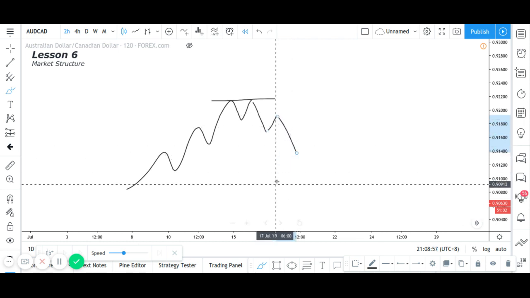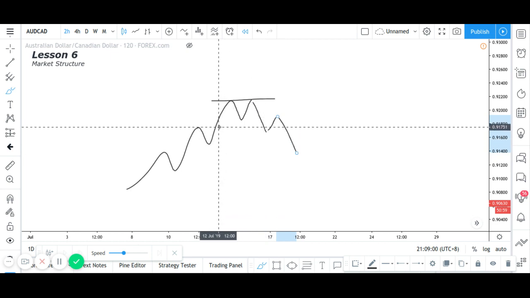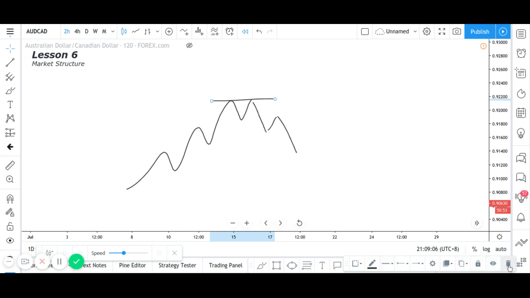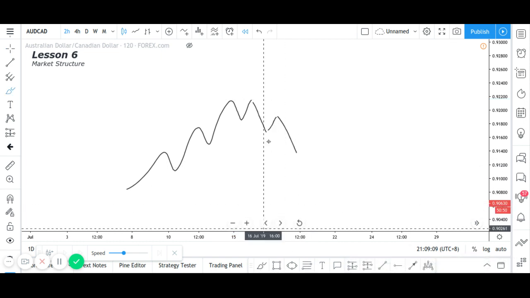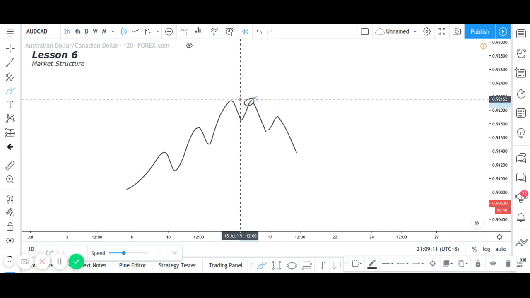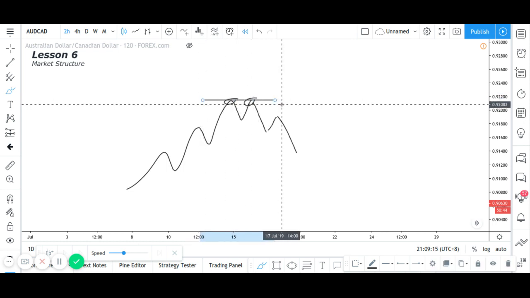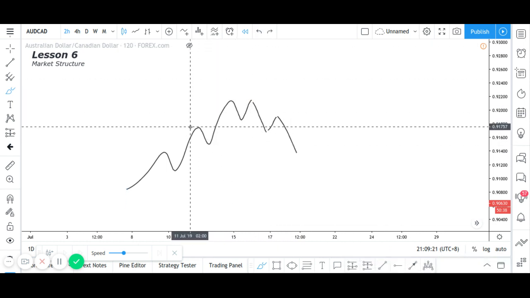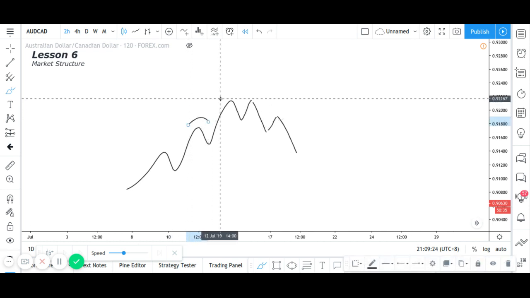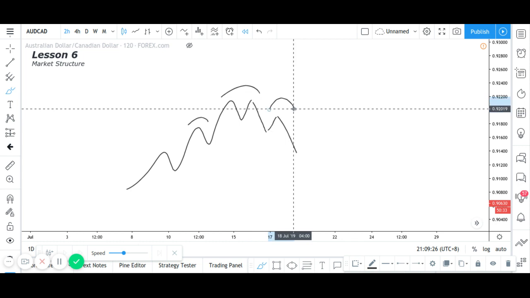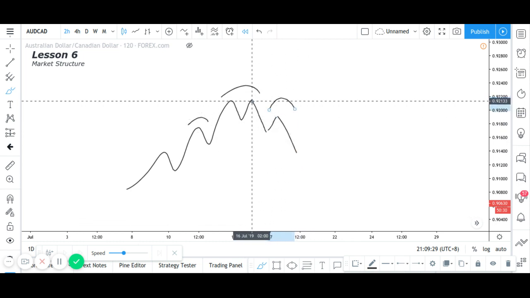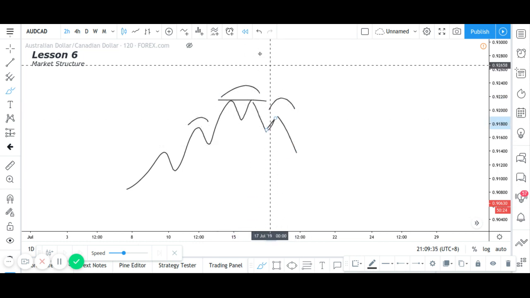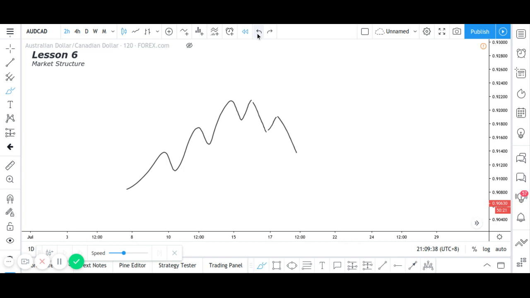Why can we expect the market structure to change? Because what we have here is a very nice confluence. First of all, we have a double top, which means an equal high over here. And also, if you look at this correctly, you would see that we have a head and shoulders pattern as well over here like this. So once we have a head and shoulders pattern and a double top, it confirms that the market is changing from a bullish to a bearish trend.